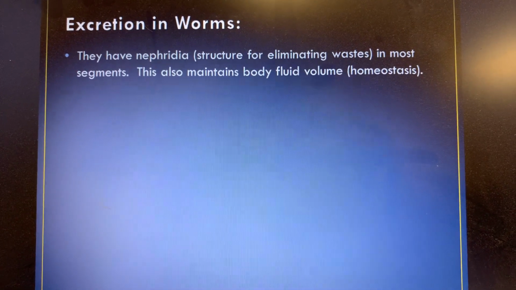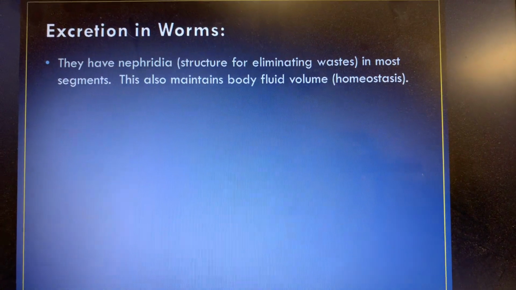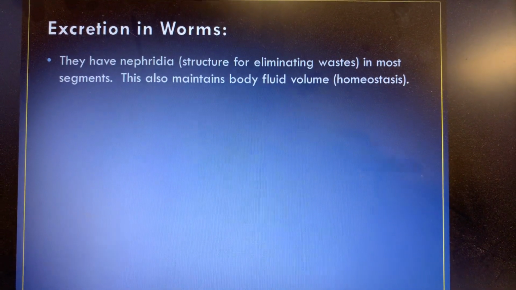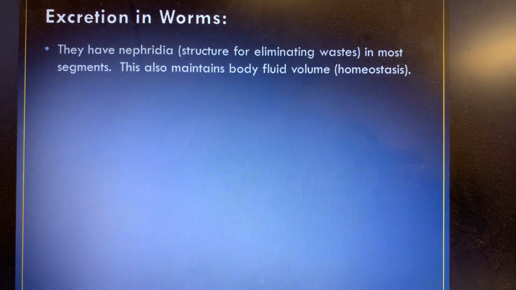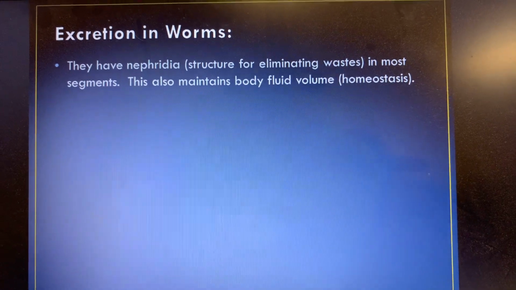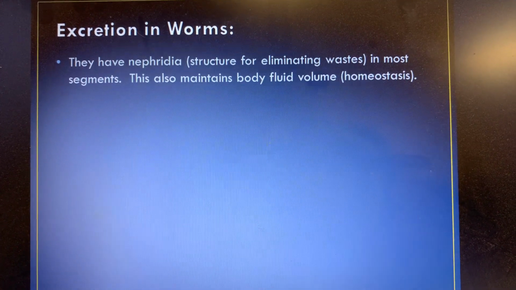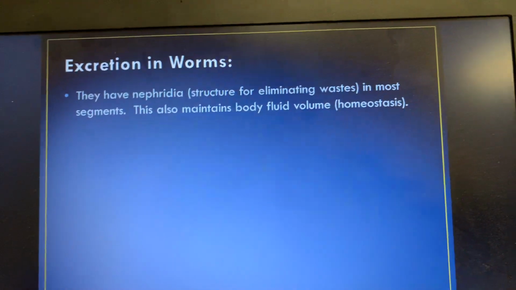Excretion, how do they get rid of waste? They have structures called nephridia, which act like kidneys, and they get rid of waste in their body. And they have them in almost every segment of their body. And it also helps them to maintain that body fluid in the coelom that we talked about. So it helps them to maintain homeostasis.